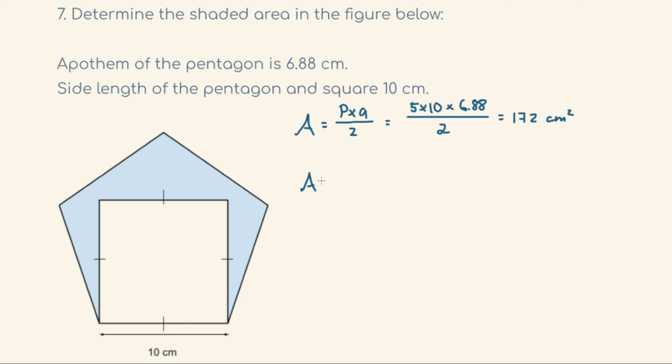Now let's find the area of the square. For the area of the square, we don't have to use this formula. You could if you really wanted to, but remember, the area of a square is just the side times itself, the side squared. So we're just going to do 10 times 10. That's going to come out to 100 centimeters squared. And now, like I said before, we're going to subtract. So we're going to take that 172 minus the 100. That's going to come out to just 72 centimeters squared. And that's the area of that shaded region.